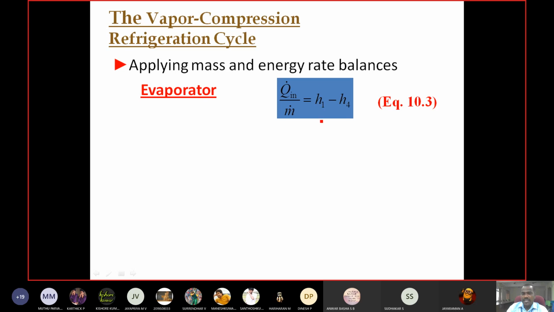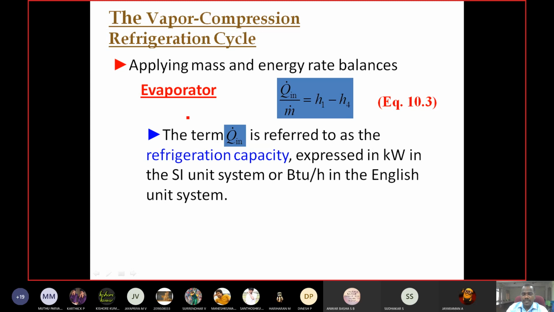Then we can have the equation for the evaporator part: the heat transfer Q in by rate of mass transfer will be h1 minus h4, that is the change in enthalpy. So the heat transfer will be the change in enthalpy, that we know very well. The evaporator is the process 4-2-1, so we can have this equation.